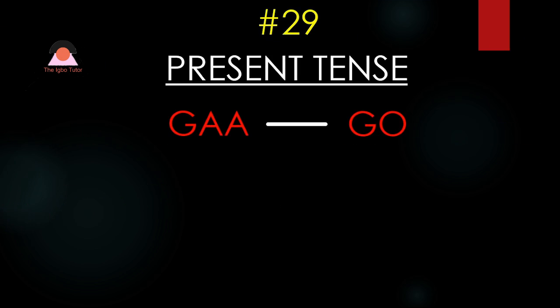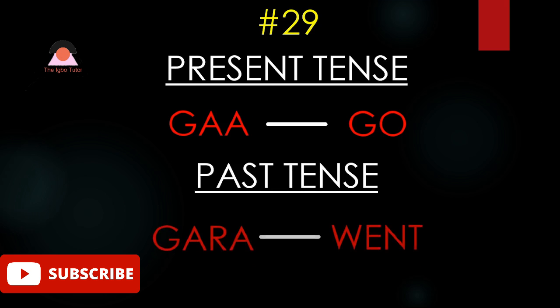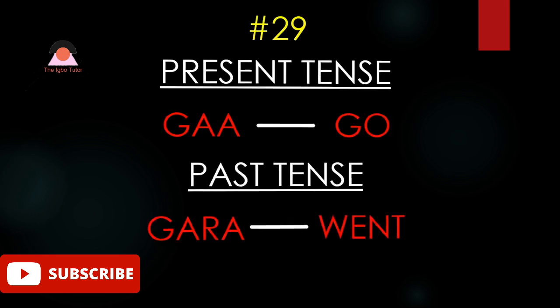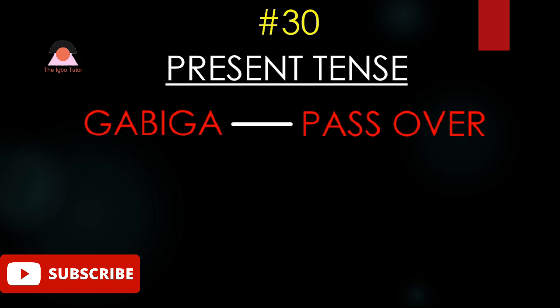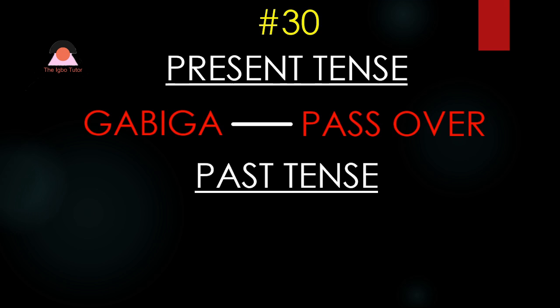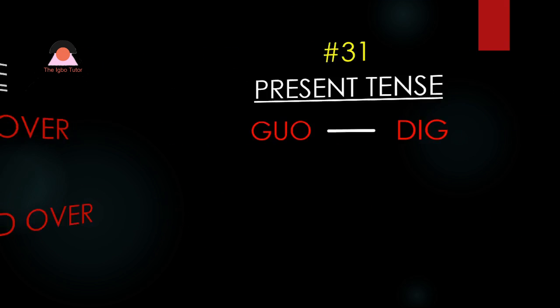And the word is ga, meaning go. Ga, meaning go. What is the past tense of this? It is gara, went. Let's move on to 30 now. The word is gabiga. Gabiga, meaning pass over. What is the past tense of gabiga? The past tense is gabigara. Gabigara, passed over.